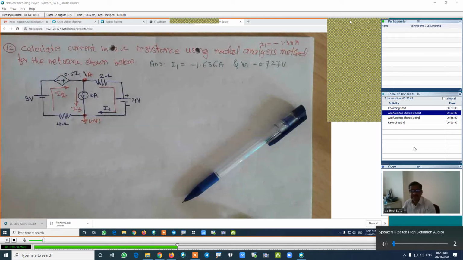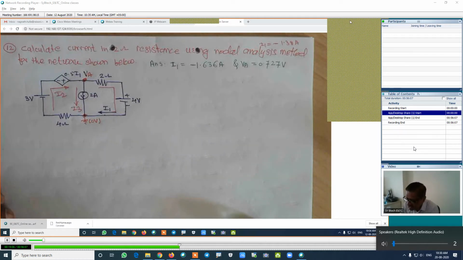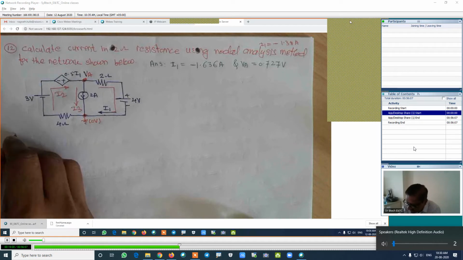Now when we solve this problem, we will know how this method is different whenever we have dependent sources, and how it differs from the normal method. Sometimes we need one extra equation. How will be the application of KCL to this? I will write the same.